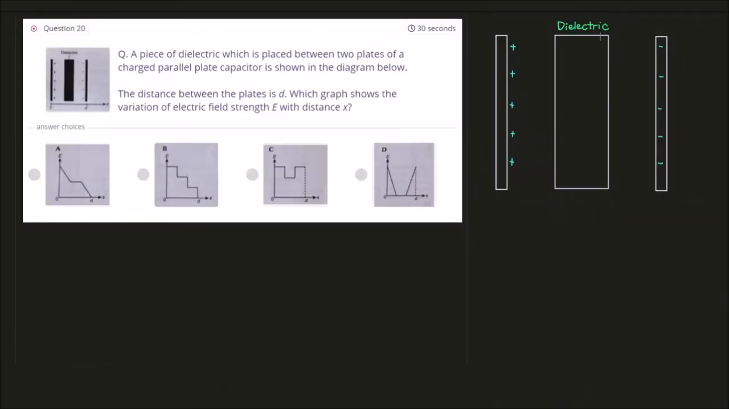Question 20. A piece of dielectric is placed between two plates of a charged parallel plate capacitor, as shown in the diagram below. So I have a piece of dielectric placed between two plates of a charged parallel plate. So this is a capacitor which is being charged and you insert a dielectric in the middle of it. The distance between the plates is D. Okay, so I assume here it will be a graph something like this. A straight line. Let me draw a straight line first.